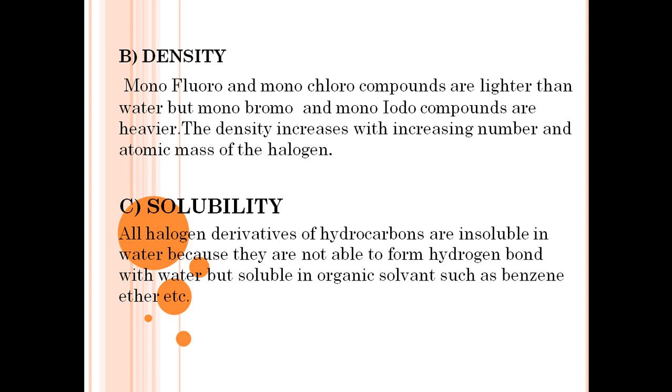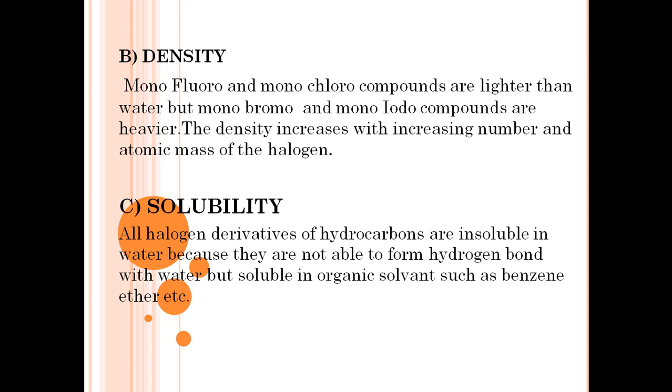Now density. Monofluoro and monochloro compounds are lighter than water, but monobromo and monoiodo compounds are heavier than water. The density increases with increased number and atomic mass of the halogen atom. It means we are discussing the density of various halogen compounds, and the increasing number and atomic mass of halogen derivatives have higher density.